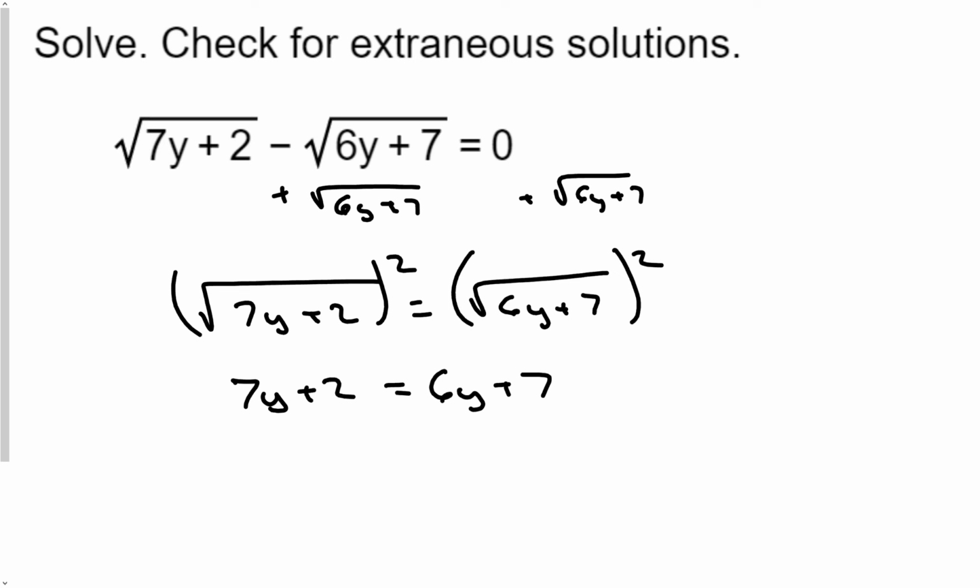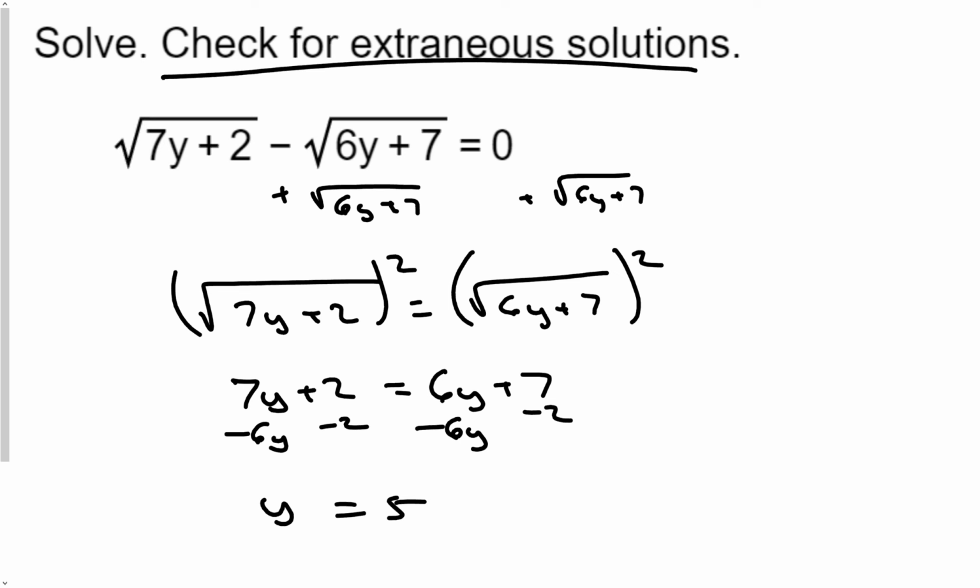Now I have a very simple and straightforward linear equation. Subtract 6y from both sides, gives me y. Subtract 2 from both sides, and it gives me y is equal to 5. You definitely want to check your answer for these problems because we could have extraneous solutions. So 7 times 5 is 35 plus 2, that's the square root of 37. Weird. You might think you could have made a mistake, but it's okay because 6 times 5 is 30 plus 7, so it's the square root of 37 minus the square root of 37. Even though they're irrational, they both still subtract to give you 0.